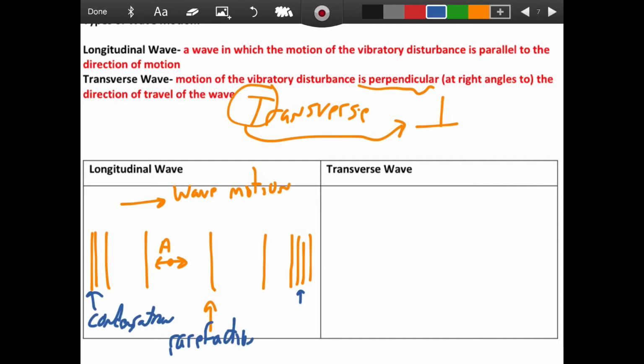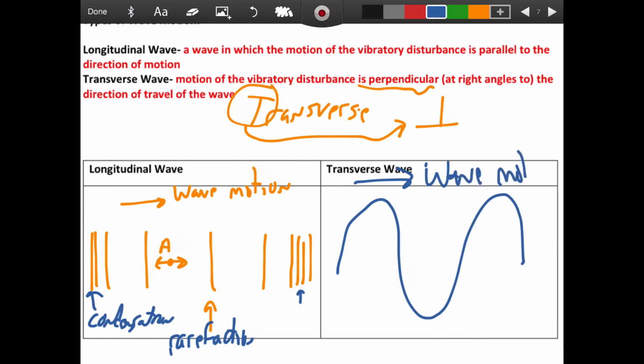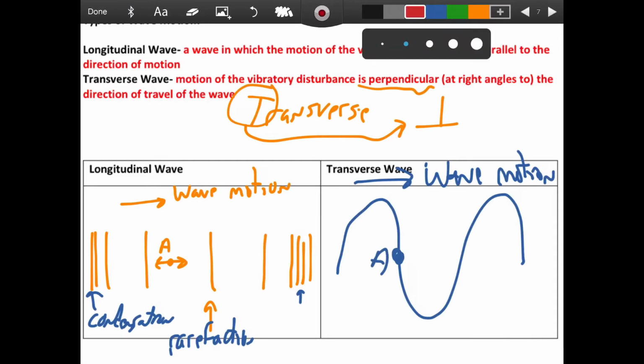Now, on to our next example of a transverse wave. And again, this is perpendicular. And we see transverse waves like this. And again, this wave is still moving to the right. So we'll say wave motion to the right. And then if we have point A at this spot on the wave, this is free to move up and down. Point A cannot move left or right, but it can move up and down. And one way you can kind of picture this, if you've ever been to a water park and a wave pool, when that wave passes by you, you go straight up and down.